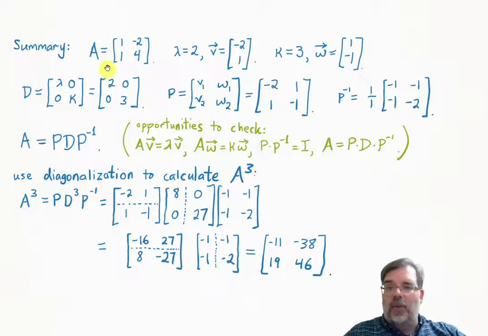And so to summarize what we've done, the matrix A, 1, -2, 1, 4, has eigenvalue 2 with eigenvector -2, 1. It also has the eigenvalue 3, and we picked the eigenvector 1, -1. So the diagonal matrix D is 2, 0, 0, 3. The eigenvector matrix P has first column -2, 1, and second column 1, -1.